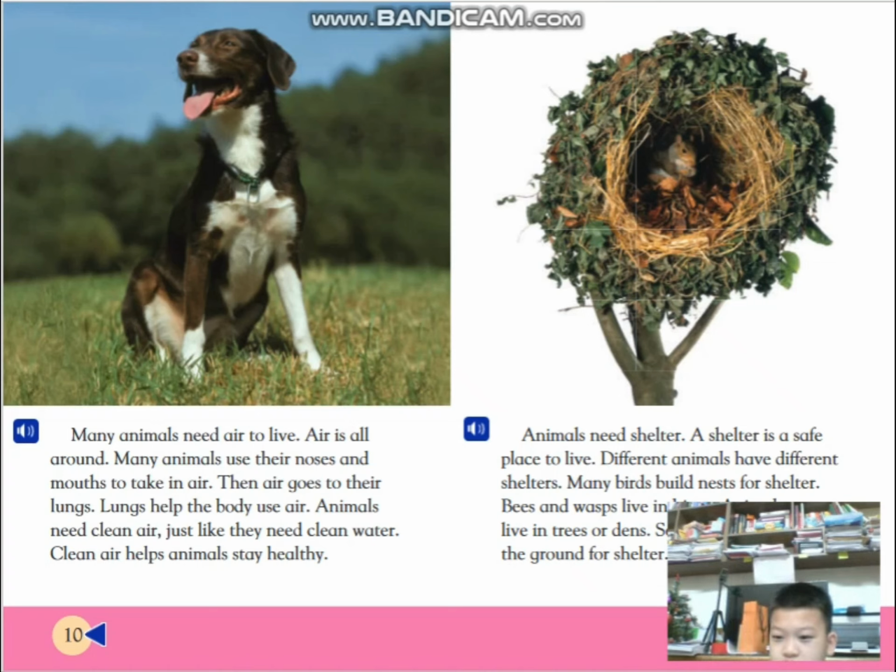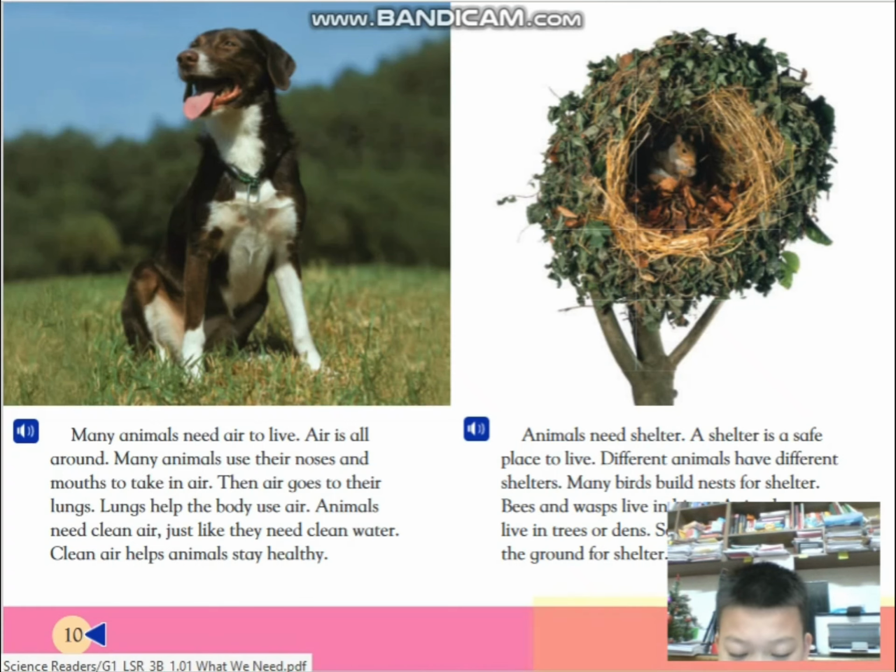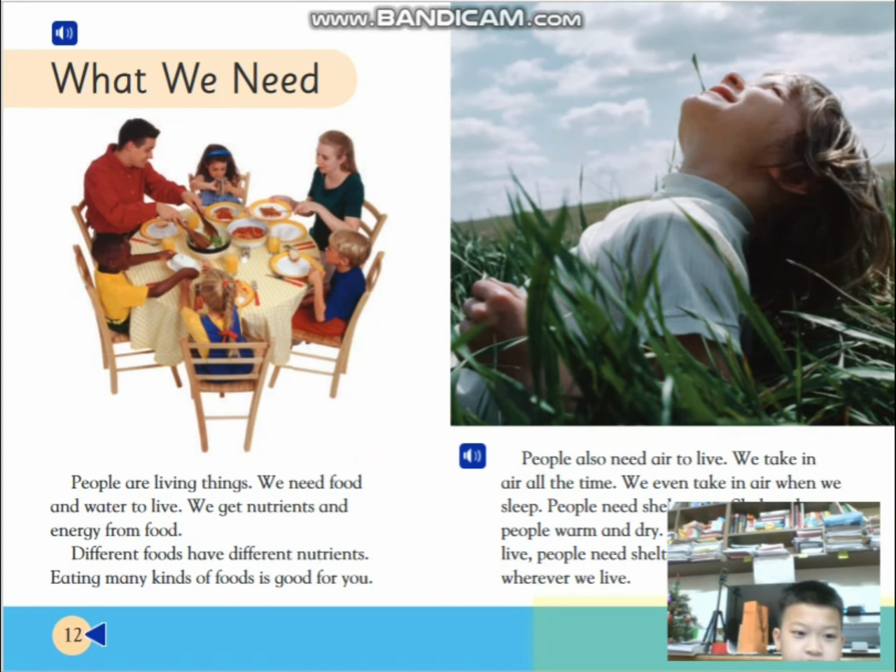Animals also need shelter. A shelter is a safe place to live. Different animals have different shelters. Many birds build nests for shelters, and bees and wasps live in hives. Animals may live in trees or dens. Beavers live in dens. Some animals dig into the ground for shelter. That's enough for what animals need.